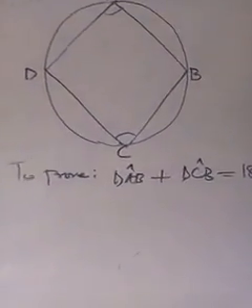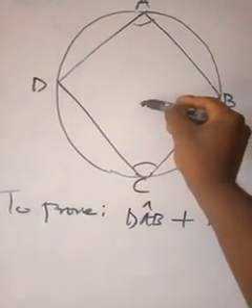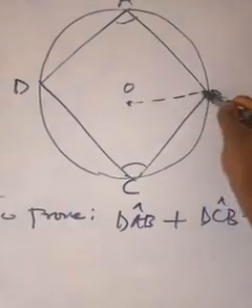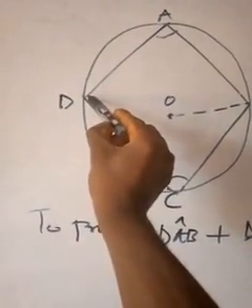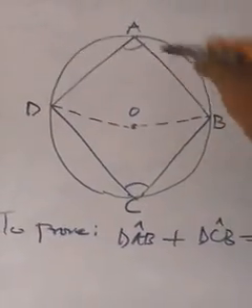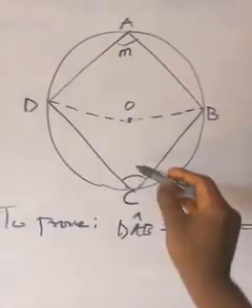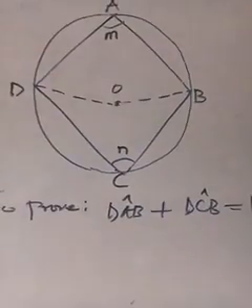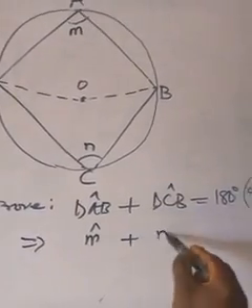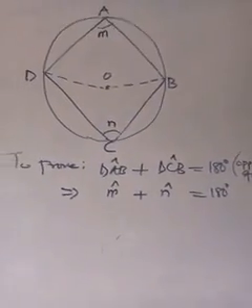So we want to do a little construction here. Let's say this is the center of this circle. Center of the circle, we call it center O. Now let's join OB. Let's join OD. We have it this way. Then this angle, let's label it M. And this one, let's label it N. Which means that from here, DAB, which is angle M plus angle N, is equal to 180 degrees. It can also be implied this way.